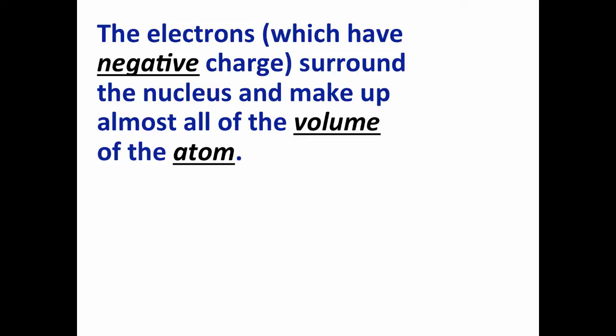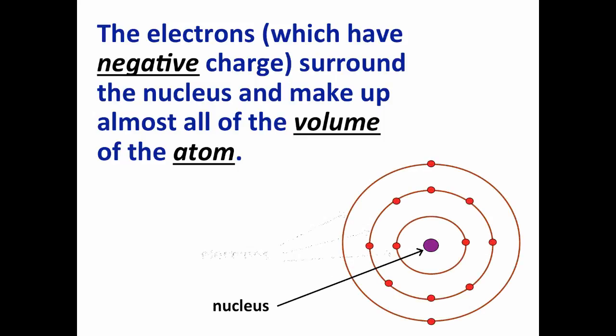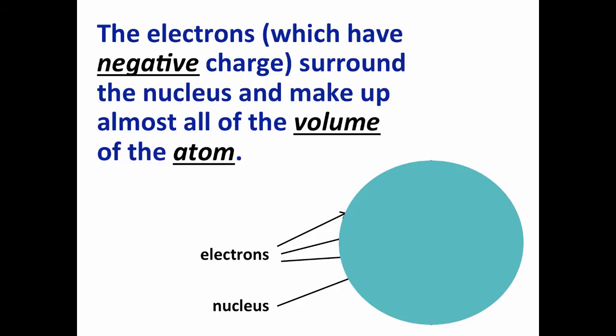The electrons have a negative charge, they surround the nucleus, and they make up almost all of the volume of an atom. So if this represents the nucleus, we sometimes very simplistically represent the electrons as being in rings or spheres or orbits around the nucleus. This is very simplistic, but it's at least a place to get started. And then the electrons are moving around very quickly, and they essentially occupy this whole sort of spherical space.